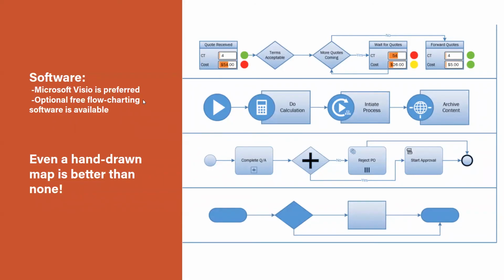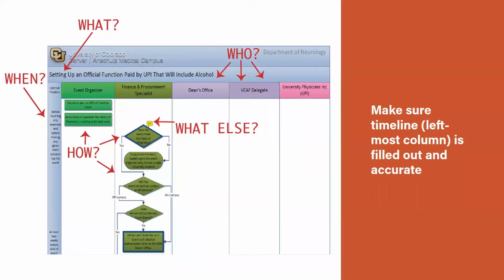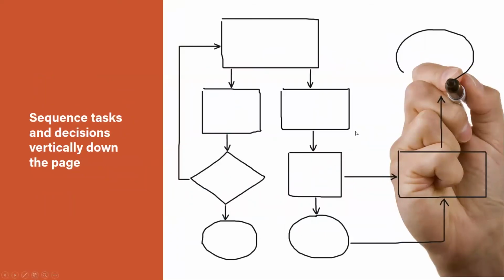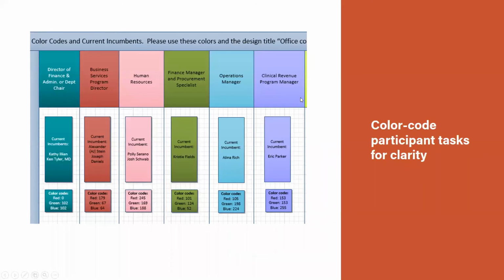The other thing I'm just about to talk about is the naming convention. So go ahead to the next slide. I think we've seen this before: the key timelines, the entities, the decisions, the links, and making sure that it goes vertically down the page. And then the other point I want to point out before I talk about the naming convention is that we color code the participant tasks for clarity.